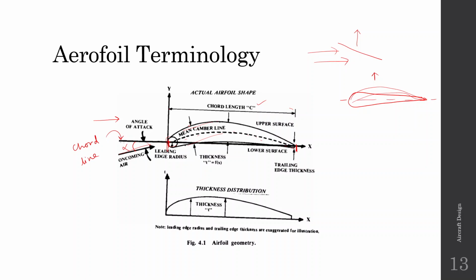And the distance from the upper surface to the lower surface is called the thickness. Okay, thickness of the airfoil. So this is the basic terminology, and you can see that in the bottom figure, they have again exaggerated an airfoil shape, and they have again indicated what the thickness is. So the thickness is this distance.